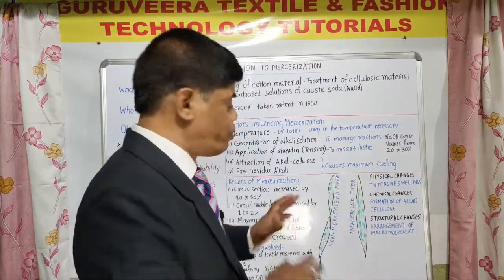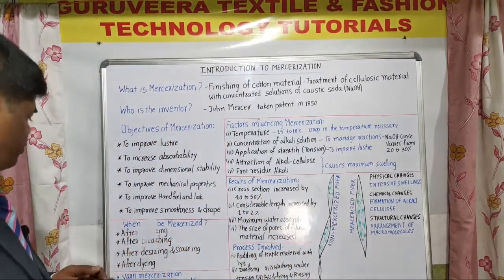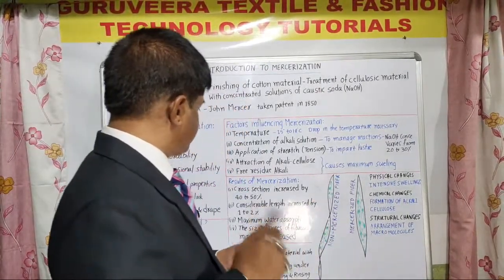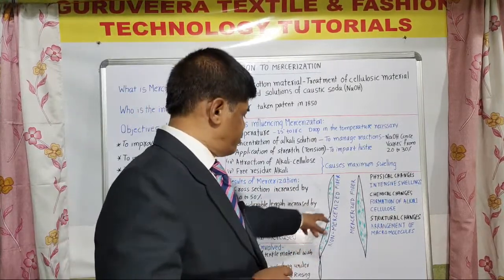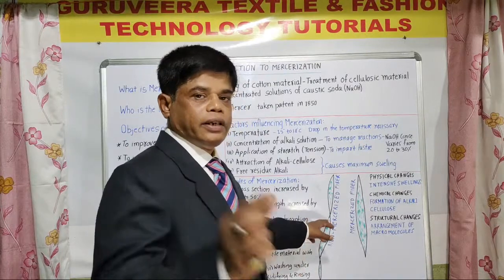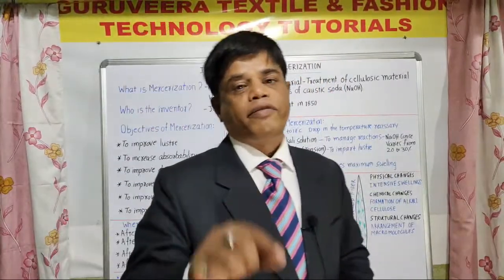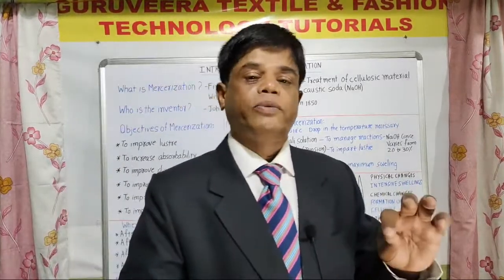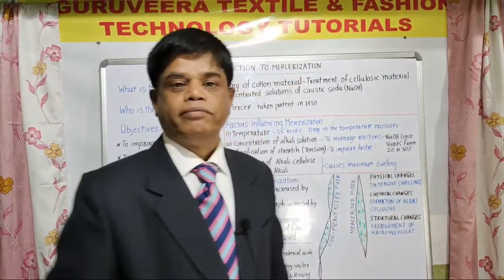And how much will it swell in cross section? 40 to 50%. Where I have written 40 to 50%, the circular cross section increased by 40 to 50%. Maximum swelling of the fiber takes place, 40 to 50% after mercerization. And the length also increases considerably, 1 to 2%. Why is this modification required?